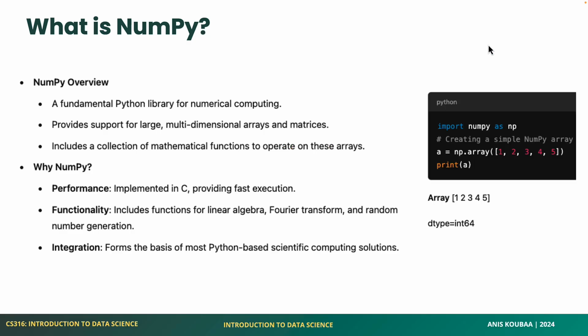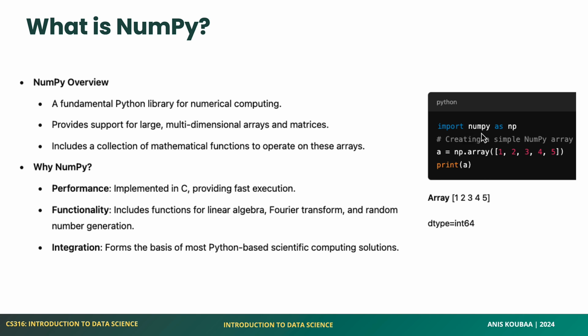So let's get started. NumPy, like pandas, is a third-party library. It's a fundamental Python library for numerical computing and provides support for large multi-dimensional arrays and matrices. It includes a collection of mathematical functions to operate on these arrays. So you can create an array. This is an example of a one-dimensional vector of 5 elements.